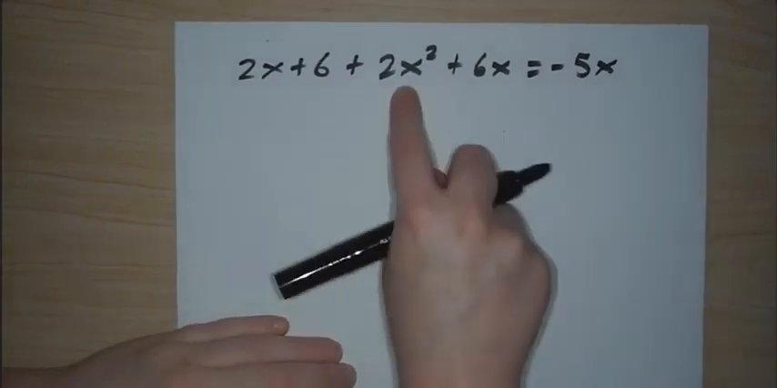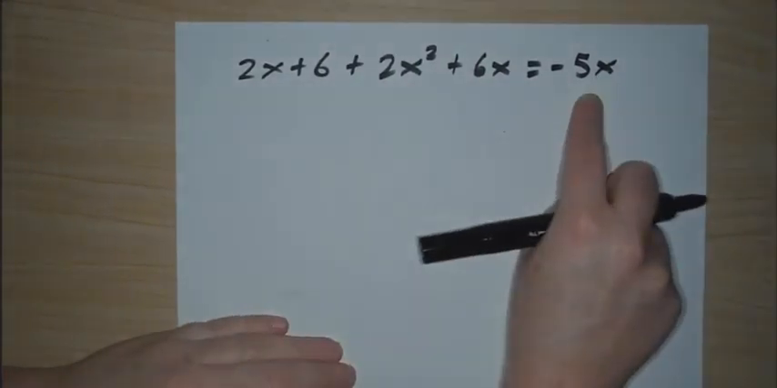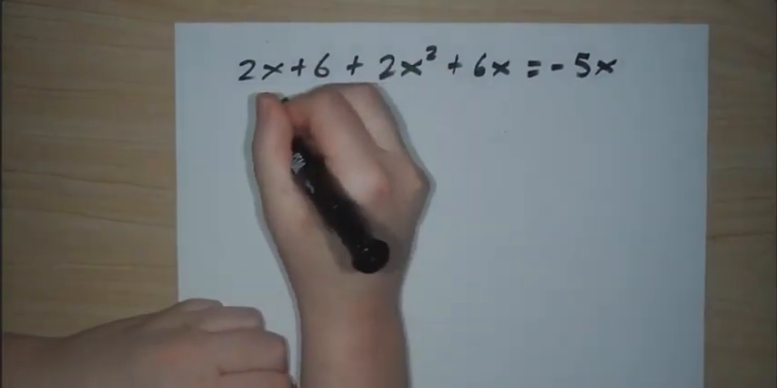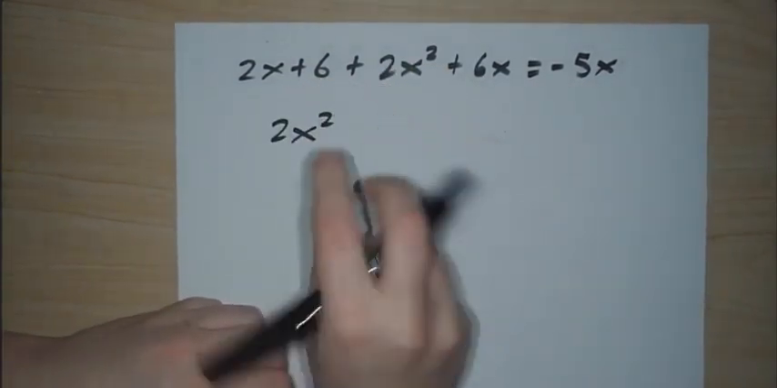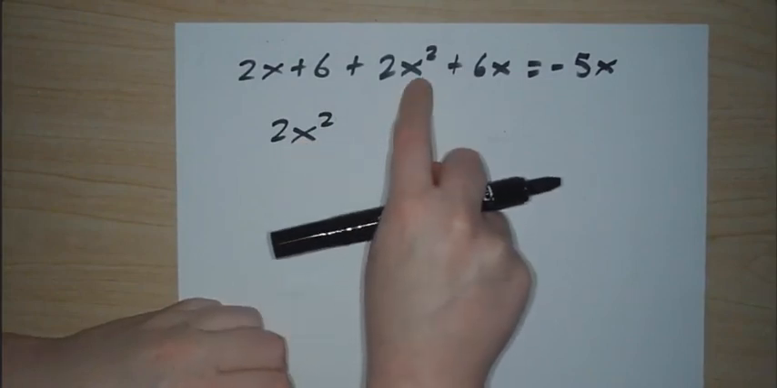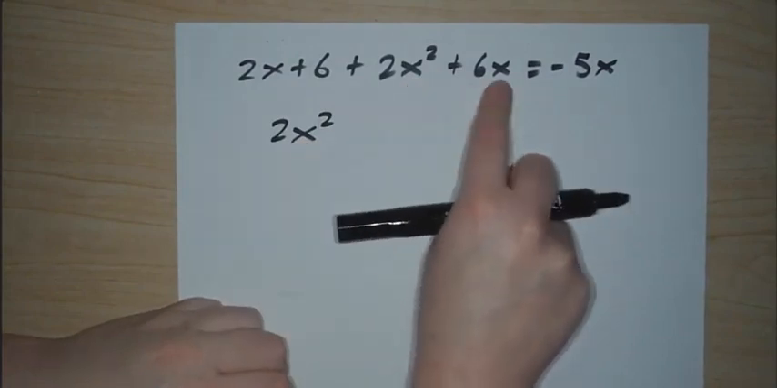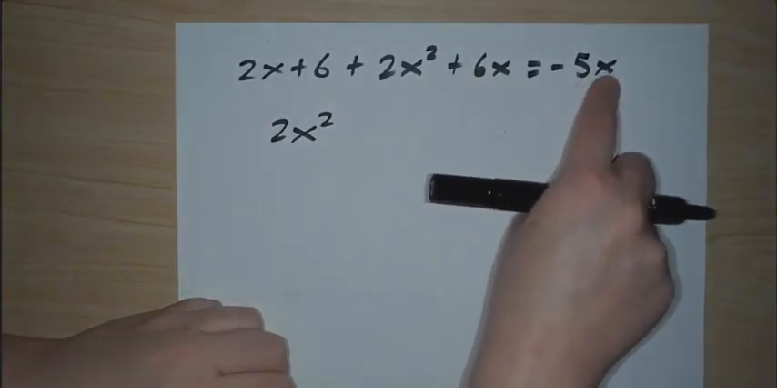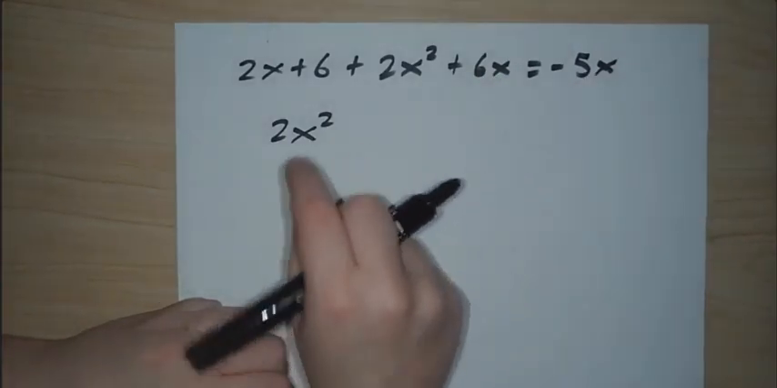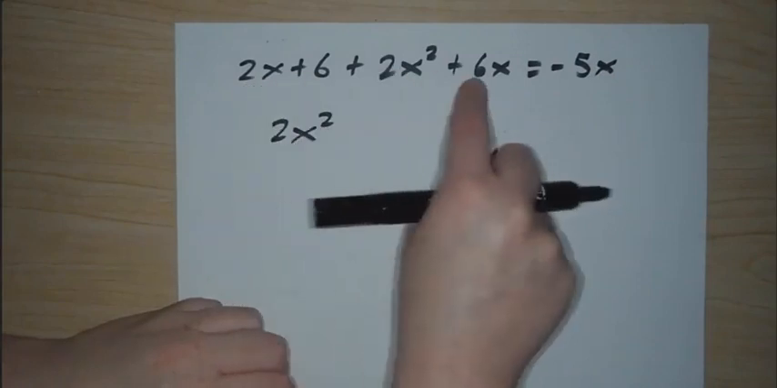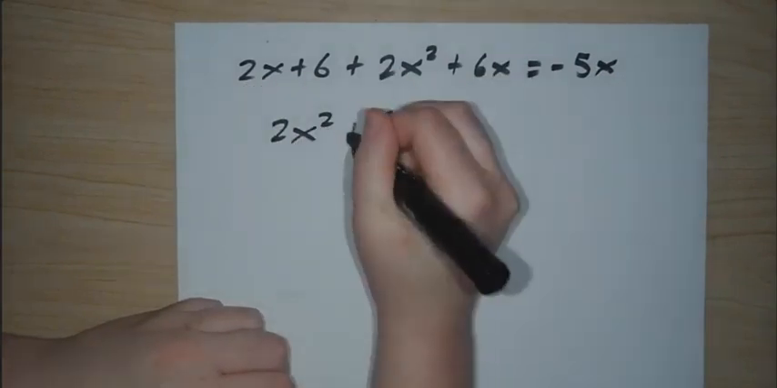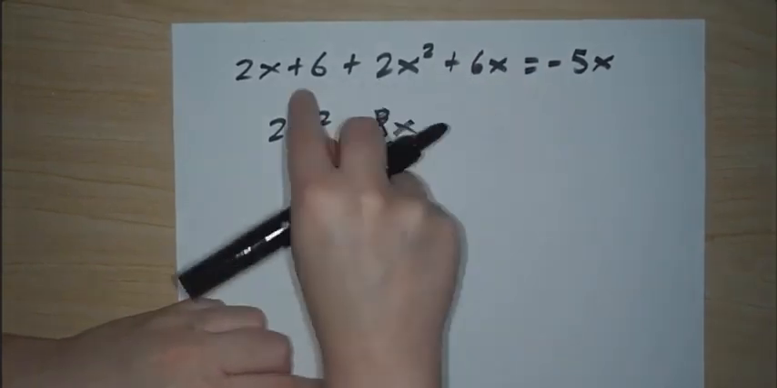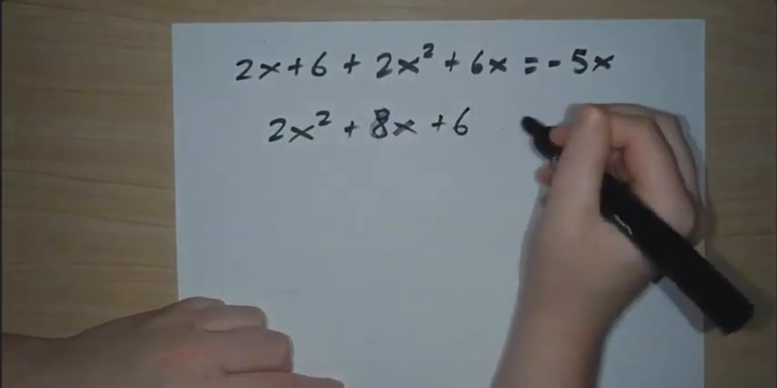So now we're going to put everything to one side and set it equal to 0 because we have some common terms. So I'm going to move this 2x squared to the front. It's the only one of its kind. It's the only one with the degree of 2. And we have 3 terms with degree of x. But first I'm going to move this to the left side. So adding this 2x and this 6x, we get plus 8x. And the 6 is just tagged on.